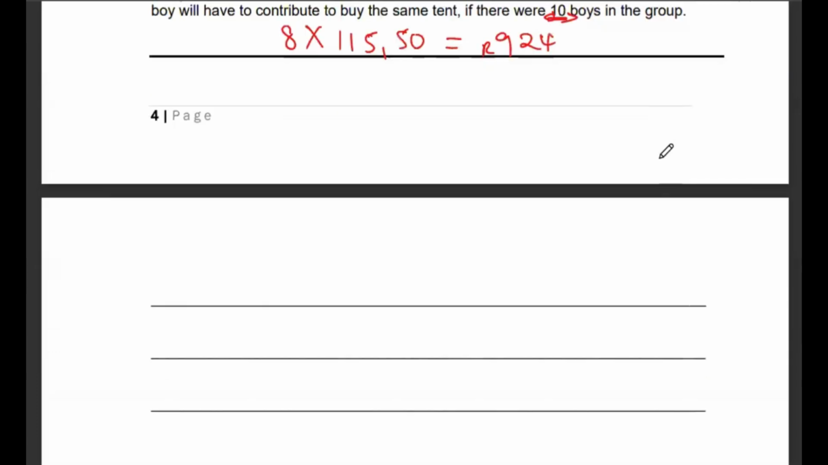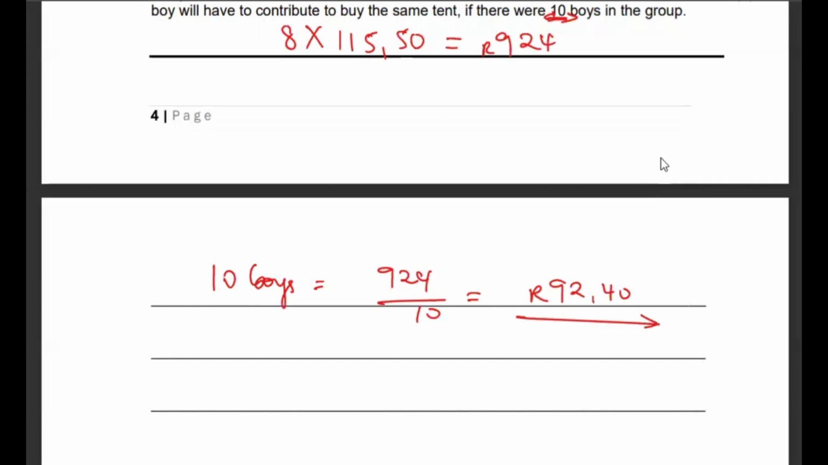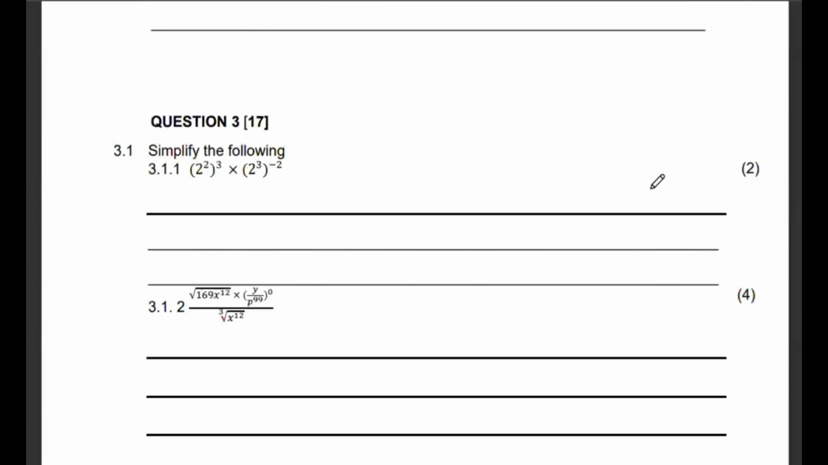So if we have 10 boys, the contribution is just going to be less. So 924 divided by 10, 92 rands and 40 cents. That's how much each one will contribute. So the more people contributing, the less the amount that each will put up.